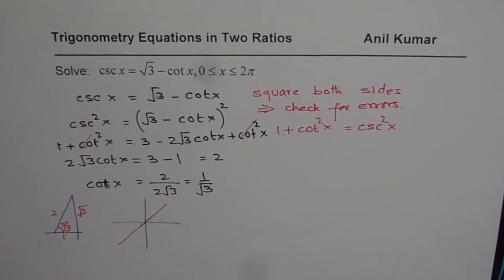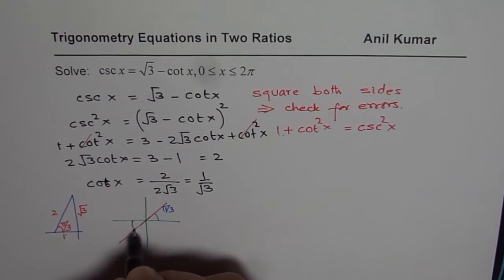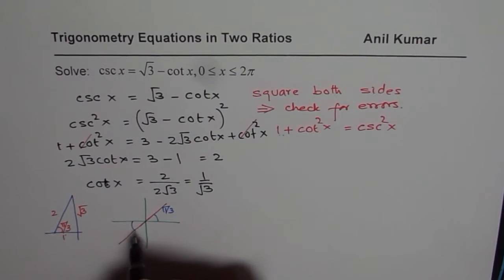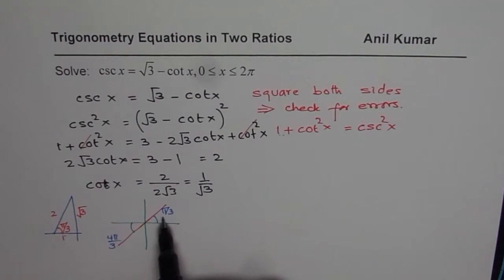So therefore the acute angle for us is pi by 3, and the other angle will be pi plus pi by 3, that is 4 pi by 3, right? So that is the other solution, which is going to give us 1 over square root 3. Now these are two possible solutions. Let us check whether both of them are correct or not, right?